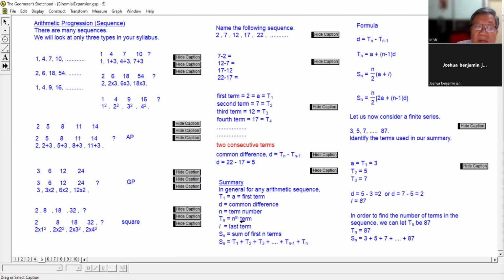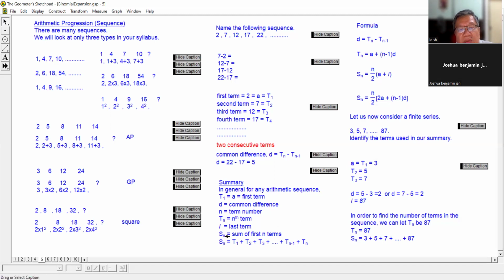The nth term can be any term there. Because we don't know the term number, let's say 22, I don't know what number it is. Of course, here I know it's T5. If you know the number, you call it T5. If you don't know, you call it Tn. That's where the term Tn comes from. Then the last term, we call it L. Here there are 5 terms. First term is A, and the last one we call L.